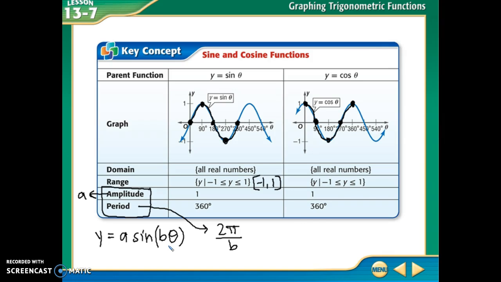So for example, if it was sine of 1/2 theta, that's saying that it gets halfway through a cycle in our normal 360. So then when we do 2 pi divided by half, it ends up becoming 4 pi, which we'll look at in a few minutes. If I said cosine of 2 theta, that means it's getting through 2 complete cycles in one normal period of 360. It's going twice in that normal period, so that means that the period of this particular graph would be half, and so it would be 180 instead of 360. But we'll look at that in a minute.